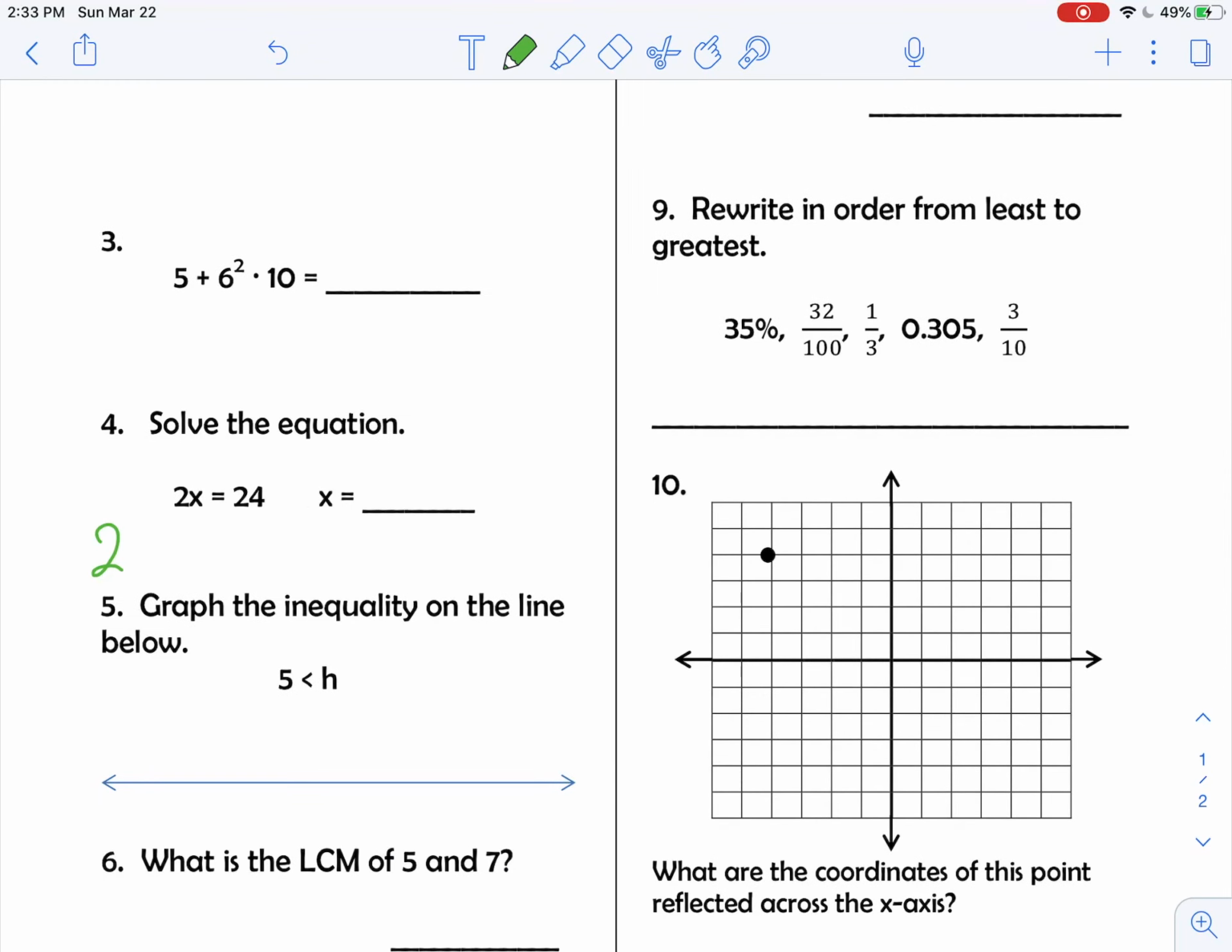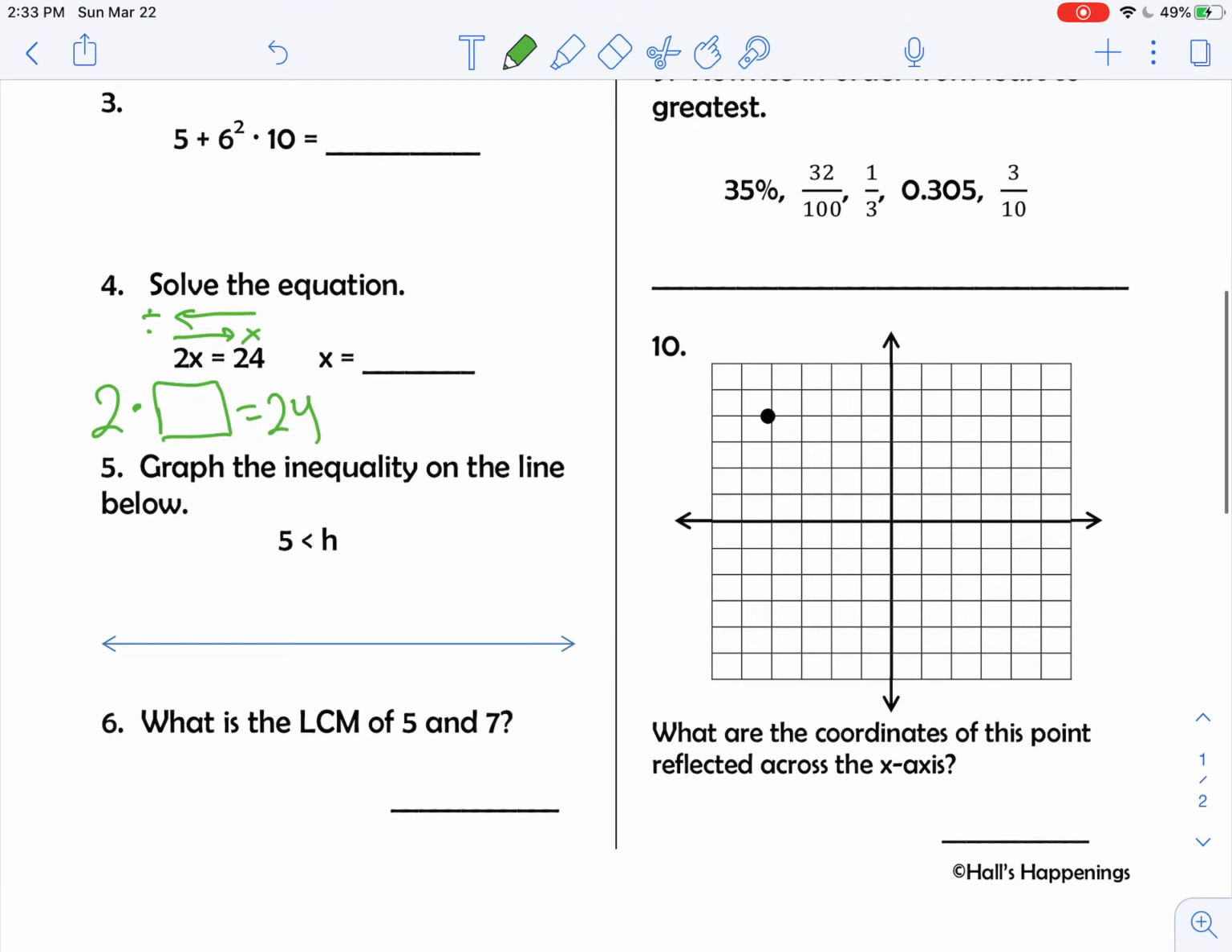Be very careful. Number 4, remember you're going to go 2 and know that between the 2 and the x, it means multiply. 2 times something is equal to 24. Make sure you write that down. The other thing that you need to know is remember this way you're multiplying and this way you're dividing. So that should be something that you should think about.